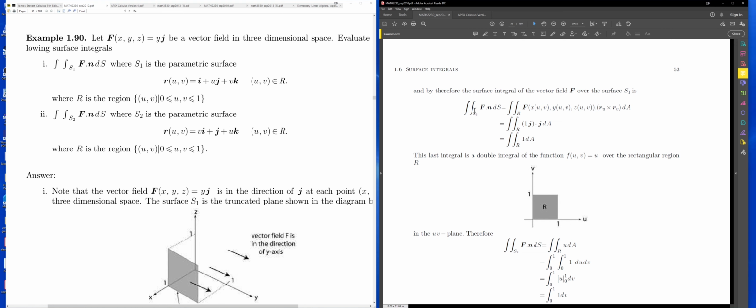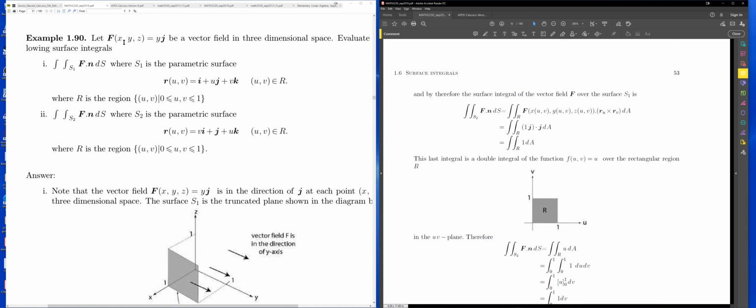So r_u cross r_v is j here, and I'm using this here. This is my definition for the surface integral of a vector field. The r_u cross r_v, I worked it out already. It's j. What I need to do now is put in my vector field, which is yj, I'm going to put in.